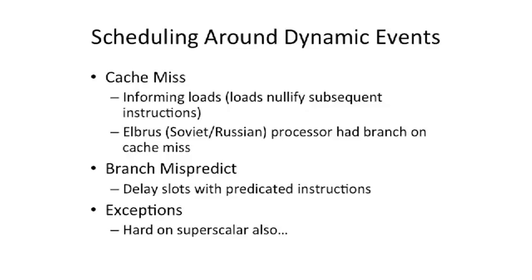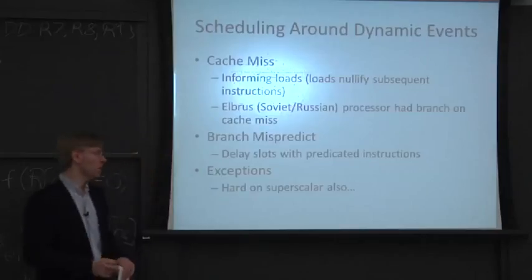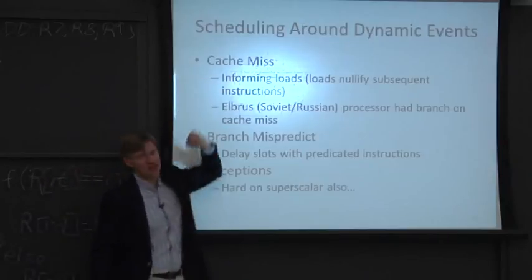Now, the instruction set might be able to react to it. You can add things into the instruction set. You can maybe take a branch dependent on a dynamic event. But let's look at some dynamic events. First dynamic event here, cache miss.